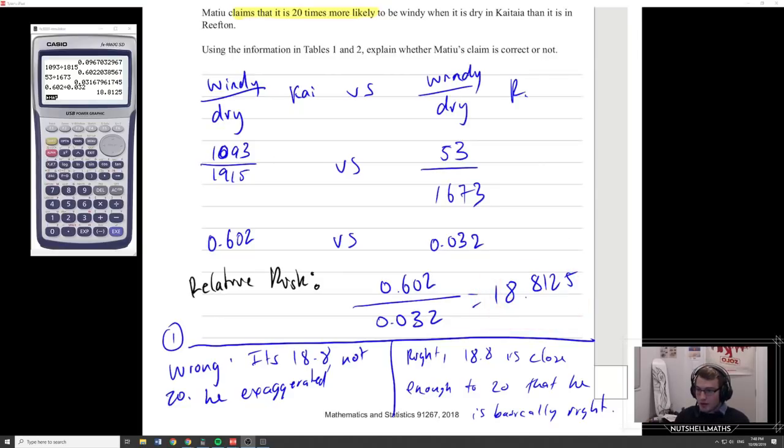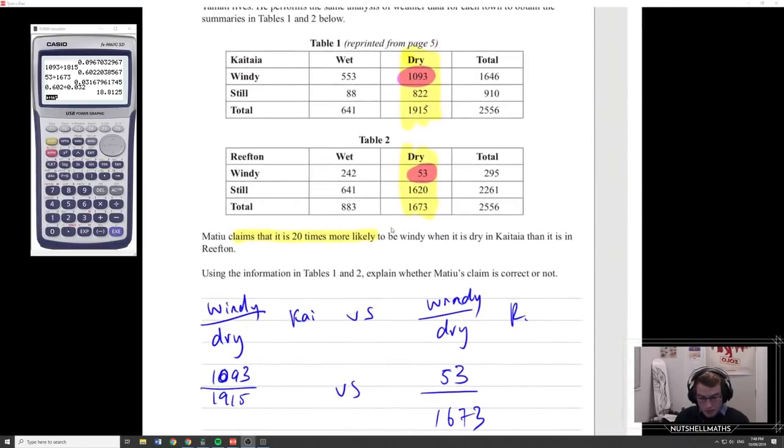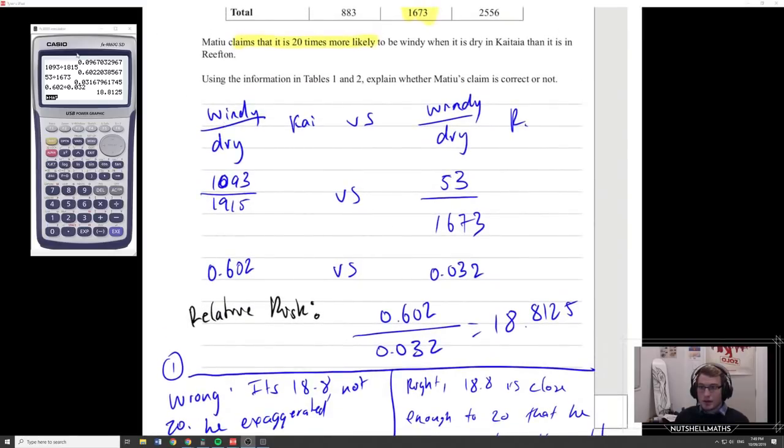I saw a question from His Grace. You did 1093, not 1915. I did dry. I did windy out of dry. Oh, I see. I just typed into my calculator wrong. Oh yeah, good point. Okay, so my calculation is slightly wrong, isn't it? Yeah, you're right. 1093 divided by 1915.